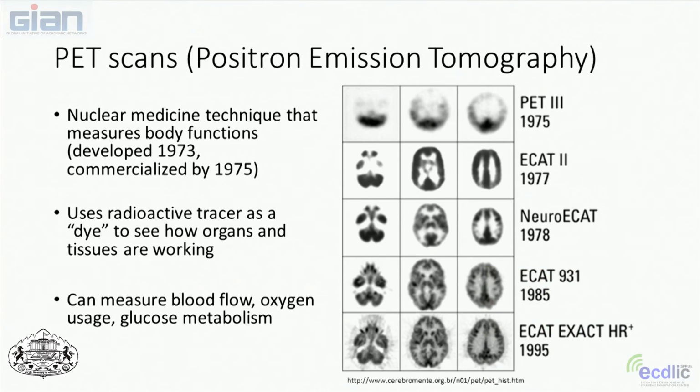So PET scans are a nuclear medicine technique that measures body function. You're using a radioactive tracer as a dye to measure some kind of function in the body. You can measure blood flow with it, you can measure oxygen usage with it, you can measure glucose metabolism with it. So there's a lot of unique things that you can measure with PET that you can't measure with other types of imaging techniques. And if you see on the right there, this is the early development stages of PET, the initial images, and as they got better throughout the 20 years shown here on the plot.